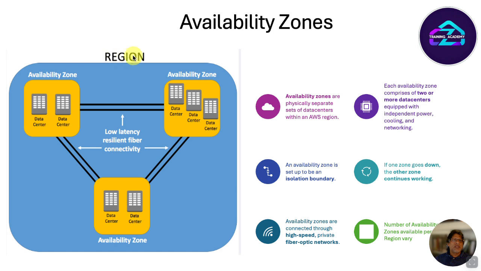So if you have an AWS region, each region, or most of the regions, should have multiple availability zones. Like in this case, I'm showing an example where you have 3 availability zones. Each and every availability zone comprises multiple data centers. Now, in certain cases, there may be only one data center. AWS seems to be more inclined to have at least 2 data centers in each availability zone.